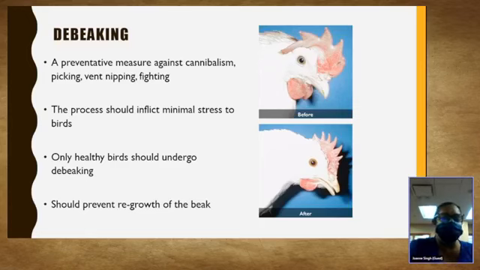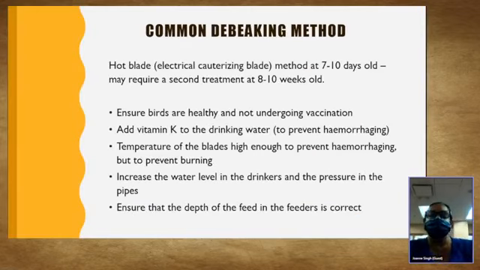Now, there are many, many debeaking processes. I am just going to go through a basic one here, but depends on what you want to do. We can always advise, all right? So one of the common debeaking methods we have in Trinidad is a hot blade, or it's basically an electrical cauterizing blade, right? And it's done at 7 to 10 days old. So you may require a second treatment at 8 to 10 weeks old, depending on how well it was done or how effective it was. You would see the growth of the beaks, all right?